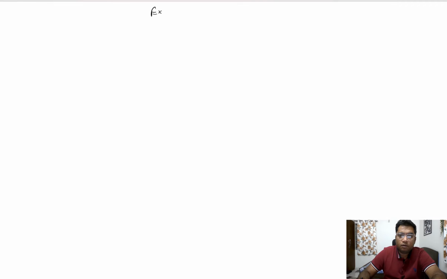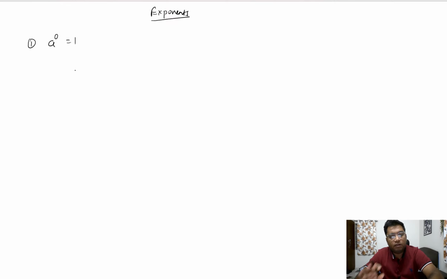So we're going to talk about exponents. So the laws basically. First law is a to the power 0 is 1. So anything raised to the power 0 is always 1, be it a fraction, be it a normal number, negative number, positive number, doesn't matter. Anything to the power 0 is 1.